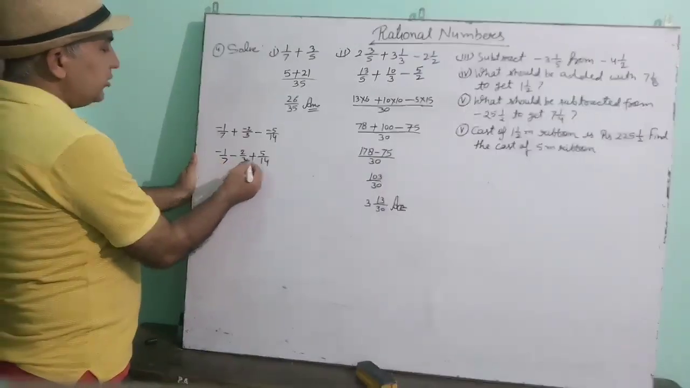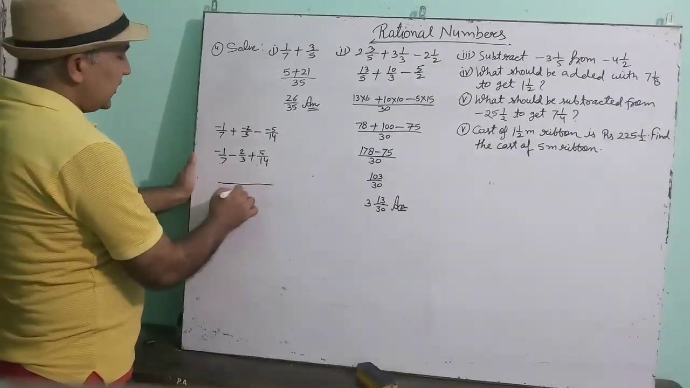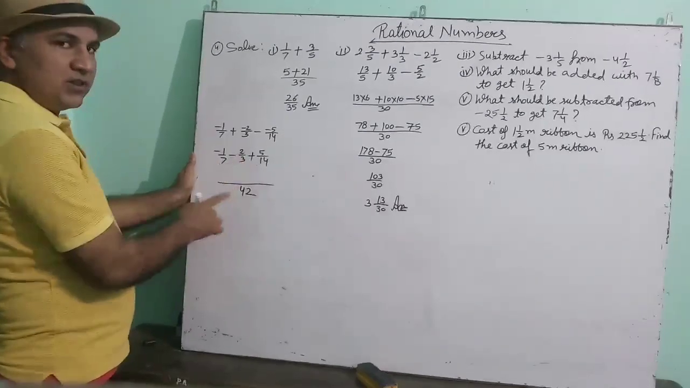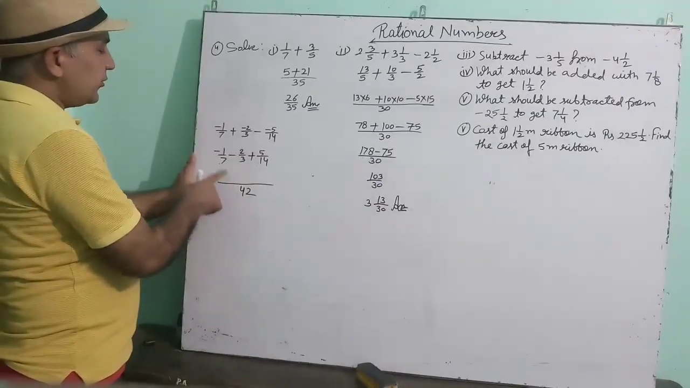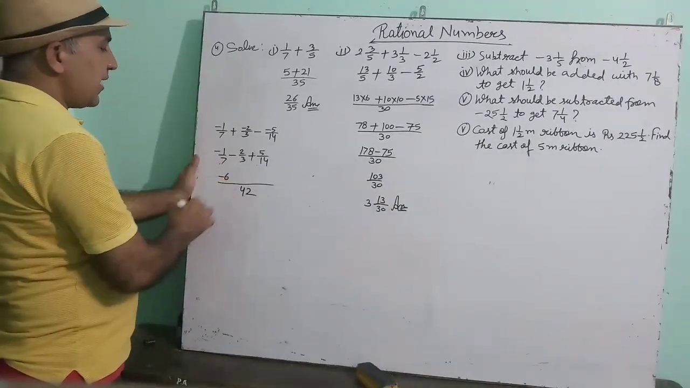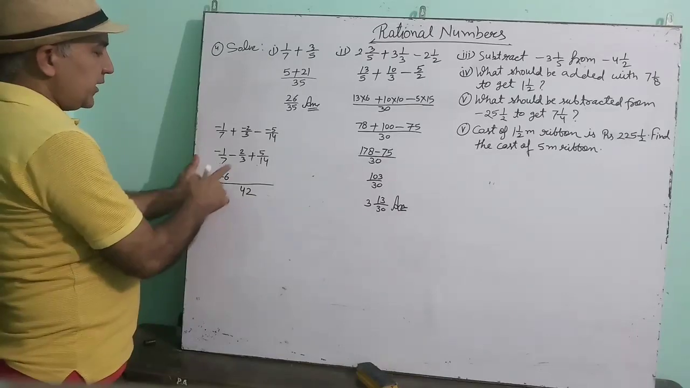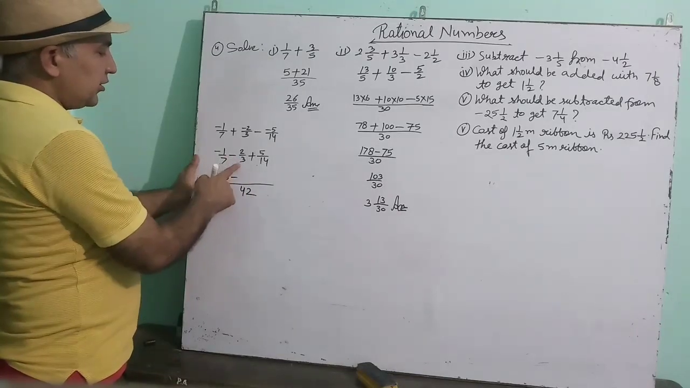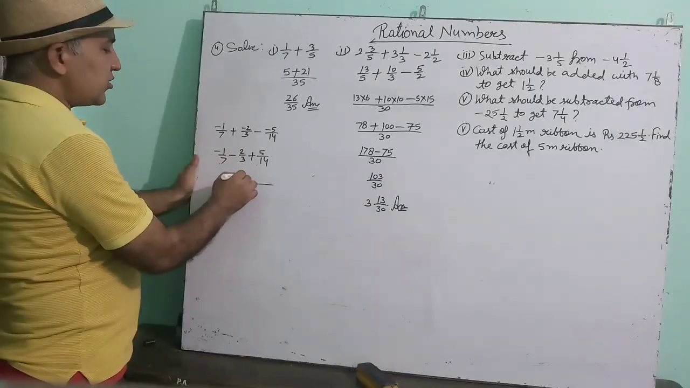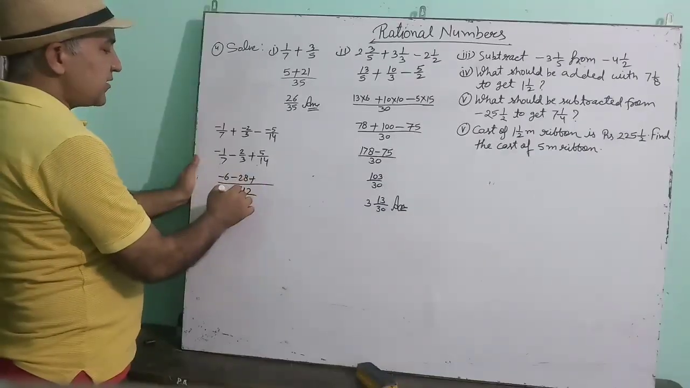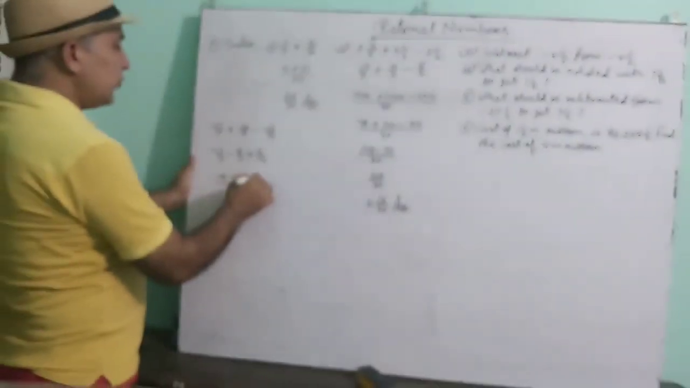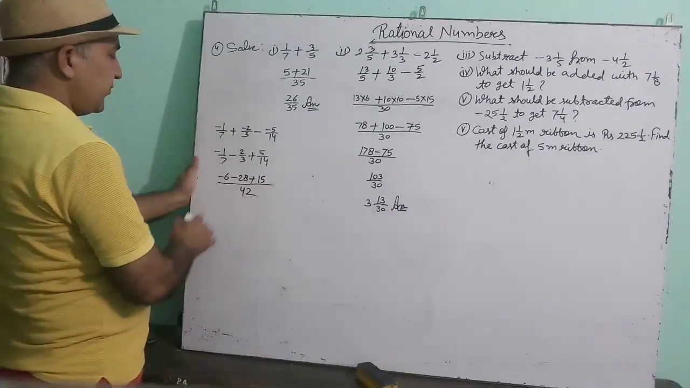Now 7, 3 and 14. Your LCM will be 42. When you find the LCM, you will get 42. Now 42 is divided by 7 coming 6. 6 into minus 1 is minus 6. Okay. Now minus sign. 3 dividing 42 coming 14. 14 into 2 is 28. Now this plus sign. 14 dividing 42 coming 3. 3 into 5 is 15.